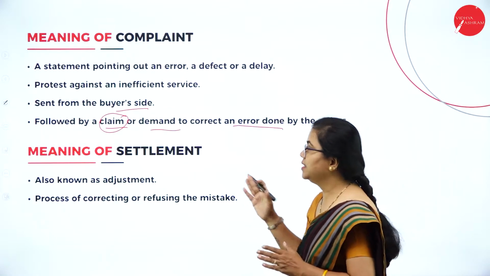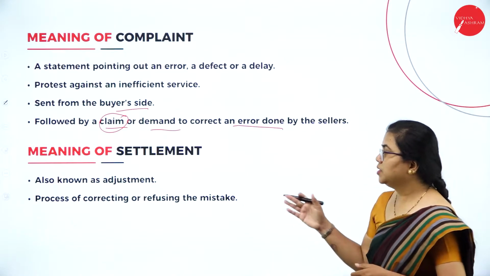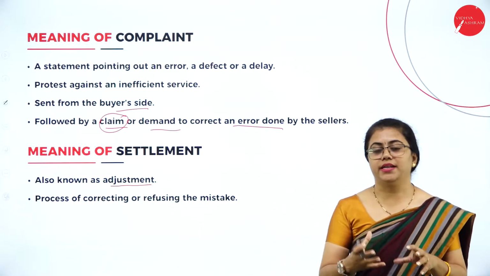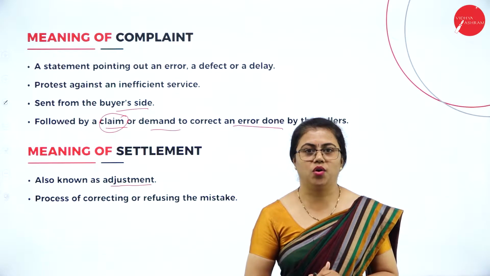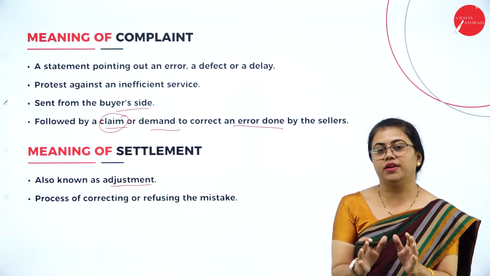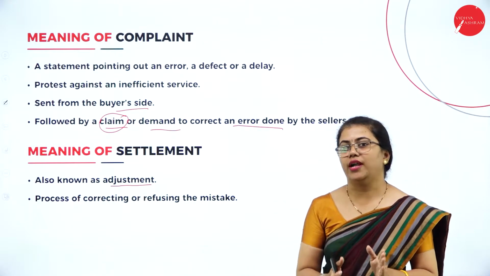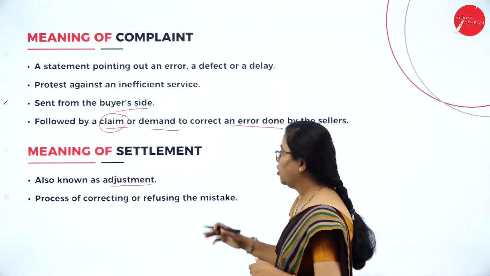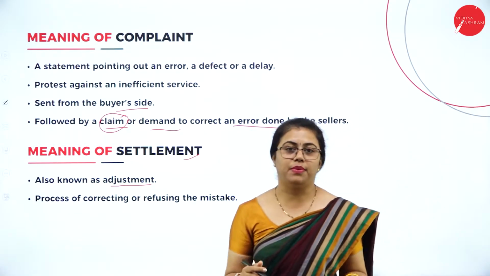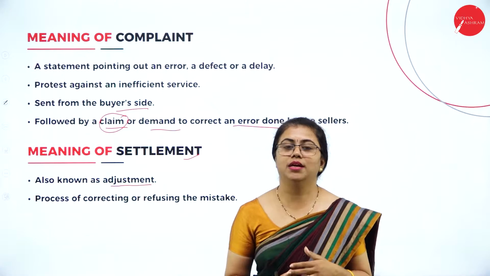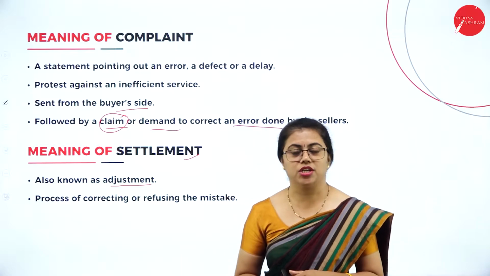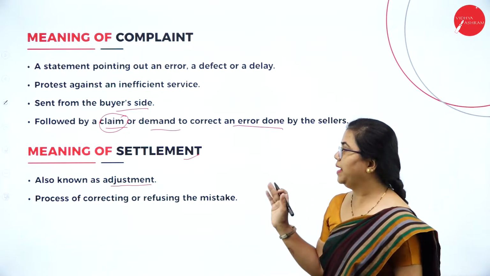So what is a settlement? This is also known as an adjustment. There are some minor changes which the buyer has to adjust, and at the same time the supplier also will have to correct the mistake. Whatever actions the supplier takes is called an adjustment. So the process of correcting or refusing the mistake is called a settlement. It is how well the buyer identifies it and how well the supplier corrects it. So this is nothing but a settlement. So this is the meaning of complaint and settlement.